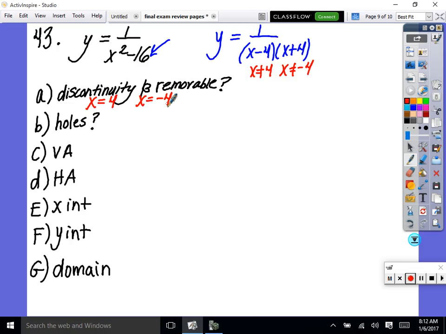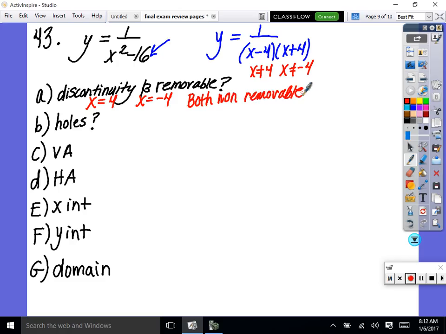So now we would say, are those removable discontinuities or non-removable? Well, you can't divide those discontinuities out with anything on top, so they don't remove out of the equation. They don't simplify, so they aren't removable. So they're both non-removable.